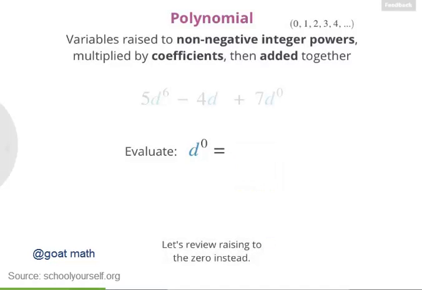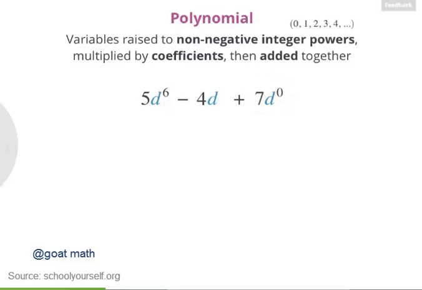Right, any number raised to the 0 equals 1. So 7d to the 0 is the same thing as 7. So you'll usually see first powers written without the exponent and 0th powers written with no variable.